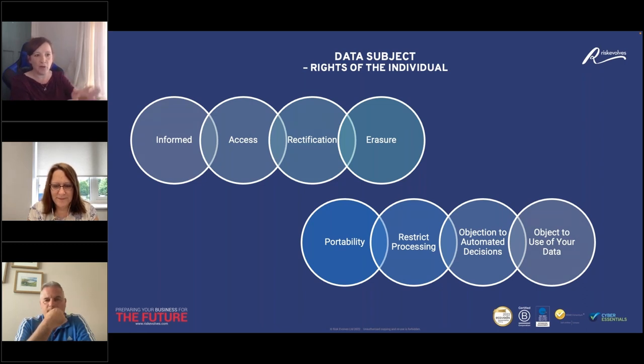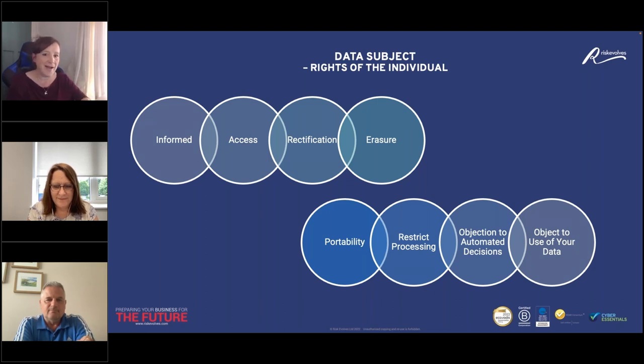Once I've got a copy of that data, I might then say, hang on a minute, you've made a mistake, and I might ask for a rectification. At this point in time, the restriction is still there, making sure that the debt collection process has been halted for now. It's temporary. It's not a stop and don't start again. It's a temporary hold. And then once that's all been resolved, we can lift the restriction.